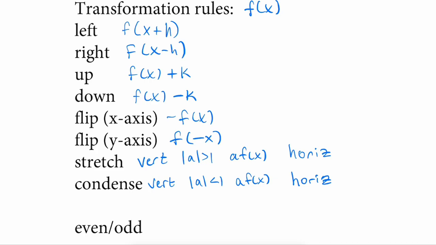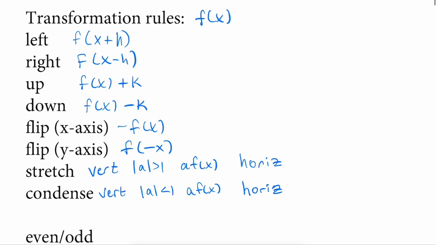Now remember, horizontal happens on the inside of the function. What's weird though, it always kind of does the opposite of what you want it to do. It has just that kind of an opposite effect. So here, if our a is less than 1, so a proper fraction, and it's on the inside, it will stretch it left to right. It will pull it outward.